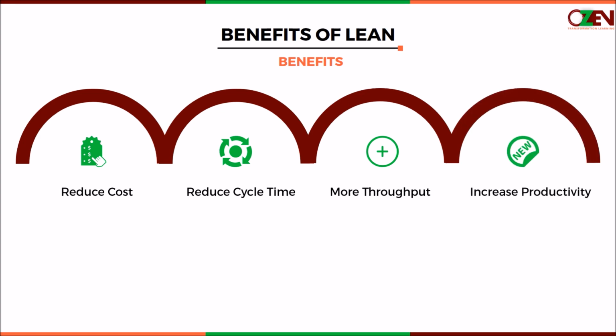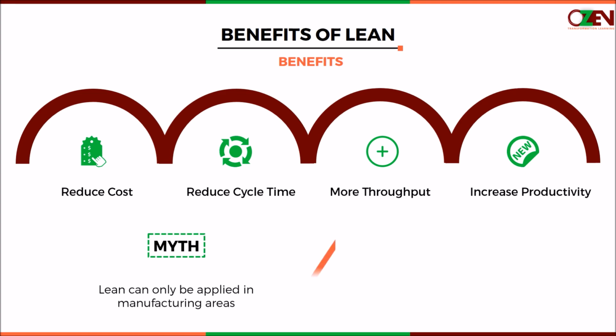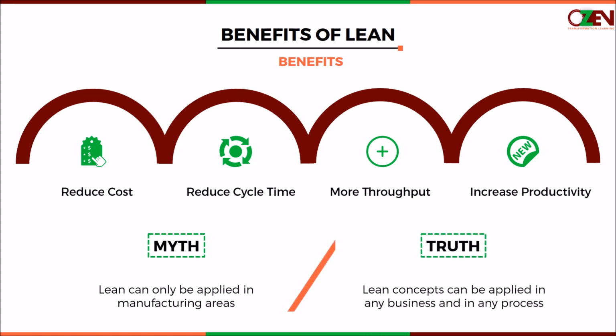Despite all of these benefits, lean is not implemented by most of the organizations because of the misconception that it is only suited in manufacturing areas. The reason for this misconception is the beginning of lean. It began and grew in popularity in the manufacturing areas, starting with Toyota. In recent years, one can notice more applications of lean in other areas, such as healthcare and the transactional space. However, the truth is that lean concepts can be applied in any business and in any process.